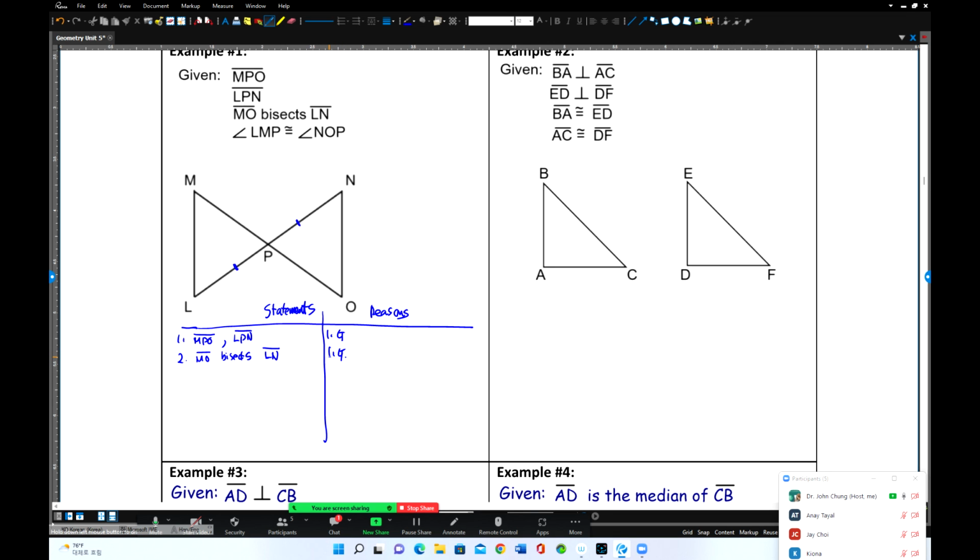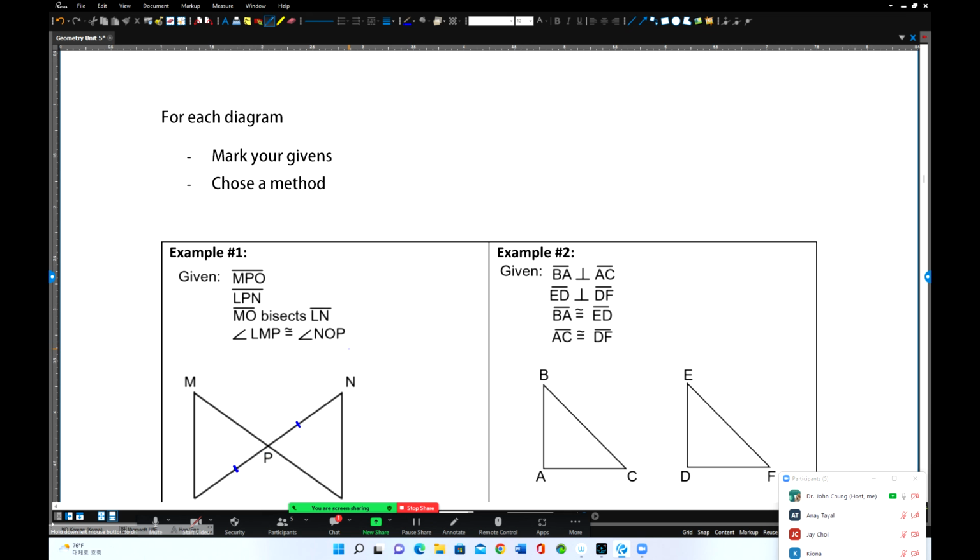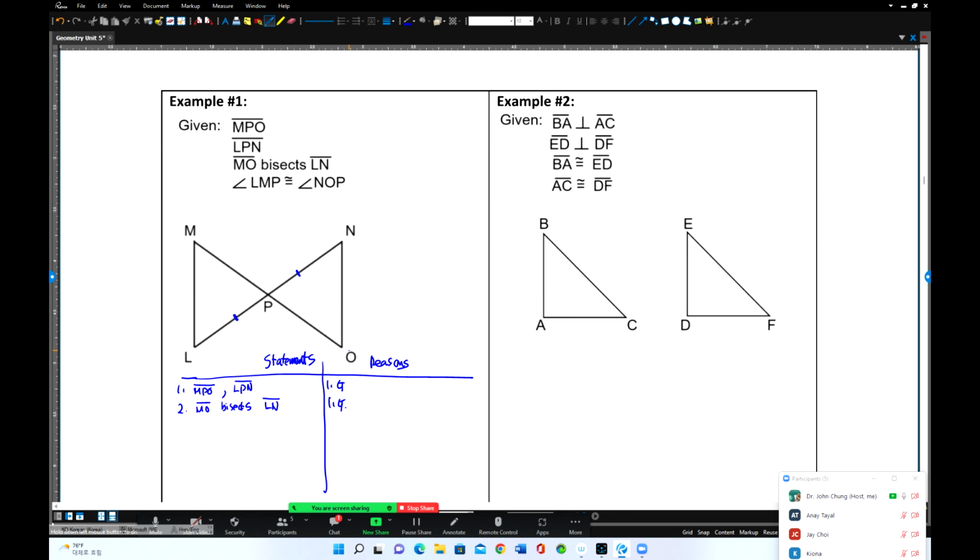So from here, what do we have to prove? We have to prove the triangles. They didn't say prove, so I'm going to give this one. We're going to prove triangle MLP is congruent to triangle OPN, or ONP. Okay, MPL. MPL is better. We're going to prove this one.